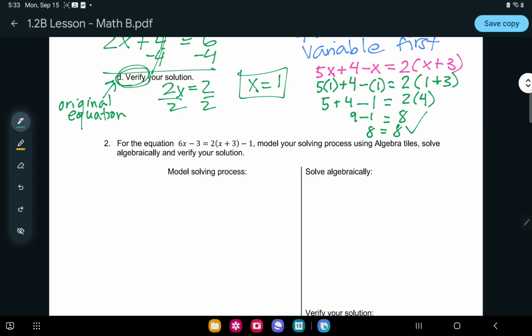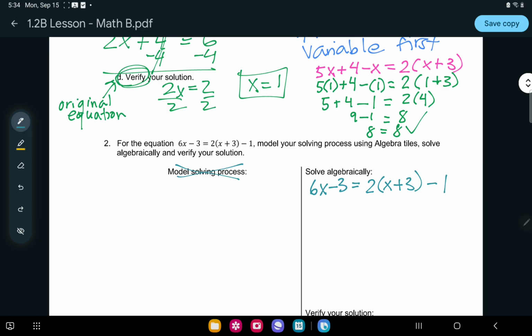So now it's giving us another problem to do. We don't actually need to model, but we can use this space to solve if we would like. I'm just going to go ahead and rewrite the equation. 6x minus 3 is equal to 2 times x plus 3, and then minus 1.